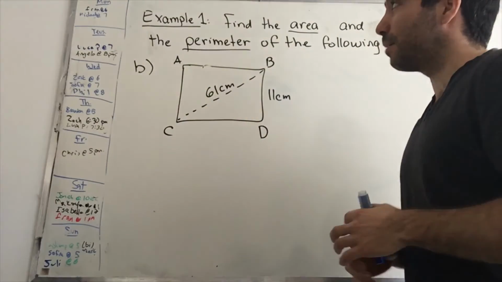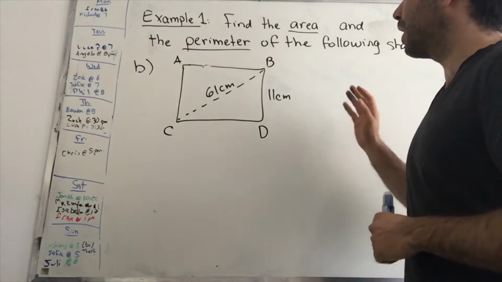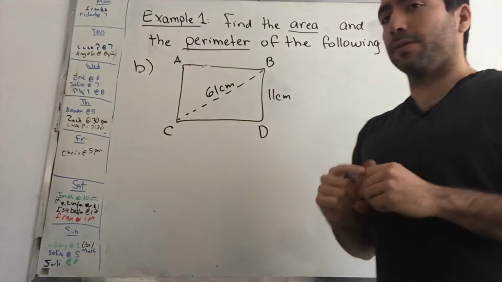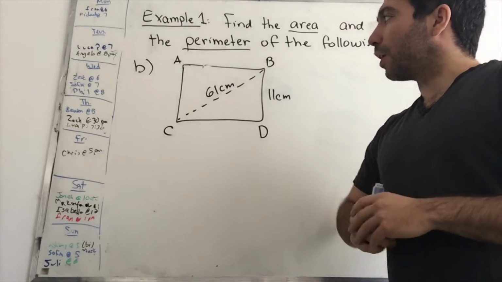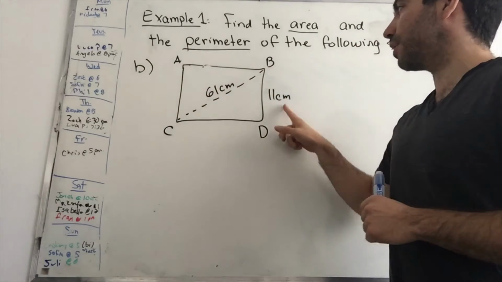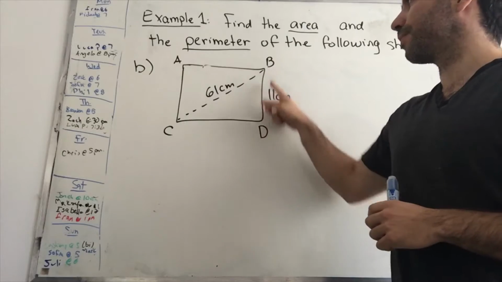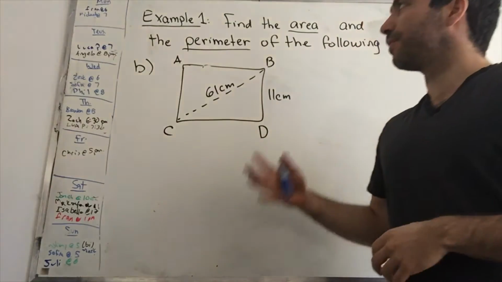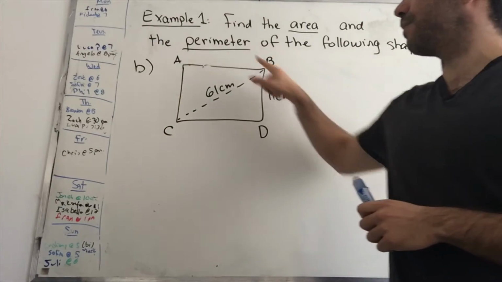Okay, great. In this example now, it's the same question. Find the area and the perimeter of the following shape. In this case, we have a rectangle. We're given that the diagonal of the rectangle is 61 centimeters and the height, or the width, is 11 centimeters. We're missing the base. To find the perimeter, we need to have all the sides.